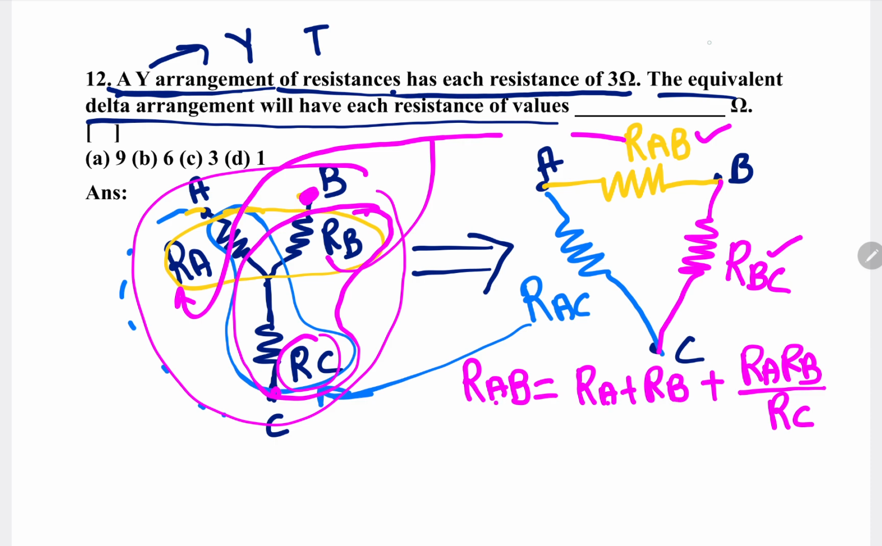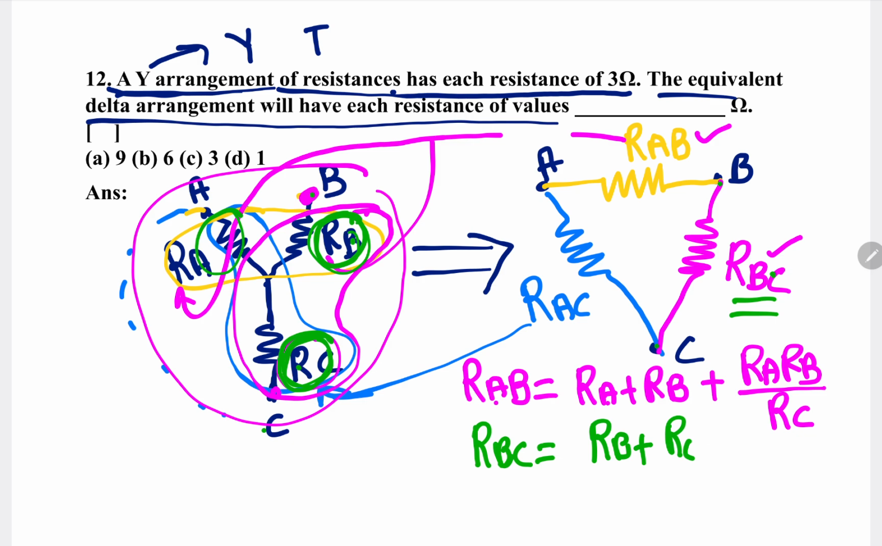Next I want the formula of RBC. You see the RBC between B and C came because of RB and RC. So RBC is equal to simply you write this resistance plus this resistance plus this into this by the third resistance RA.